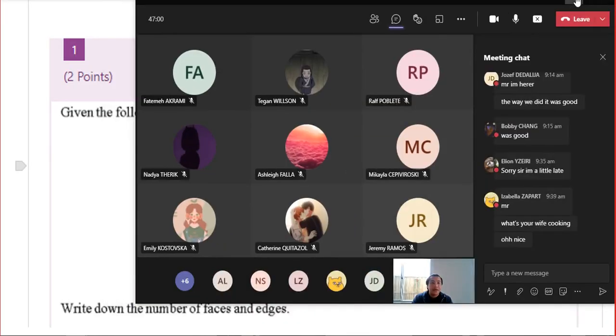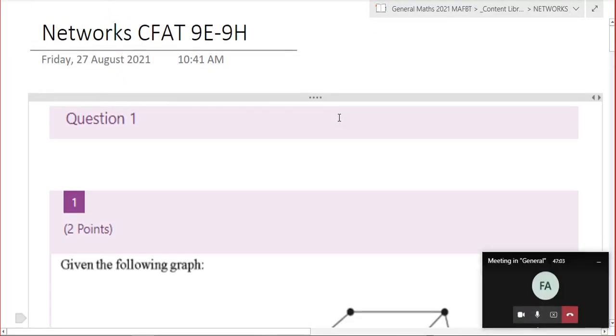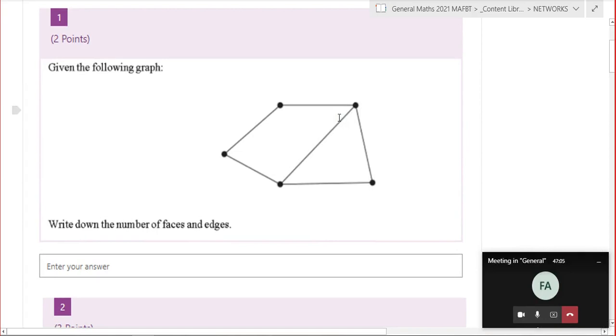Alright, so Cfat number 2, we're looking at 9E to 9H. Given this following graph, write the number of faces and edges. Yeah, this is easy. So remember, faces refers to basically these little spaces here. So you've got 1, 2, and the outside counts as a face as well. So faces equals 3. The number of edges is going to be 1, 2, 3, 4, 5, 6.